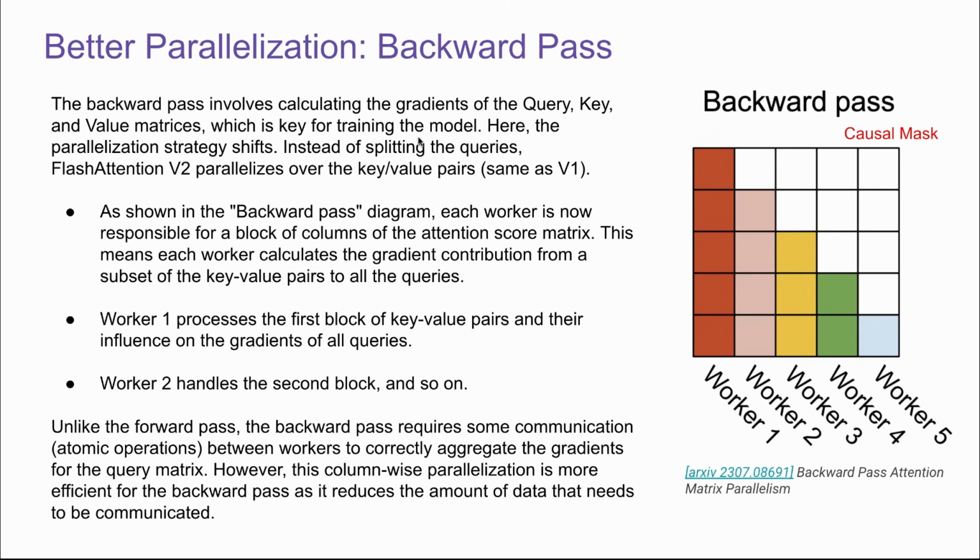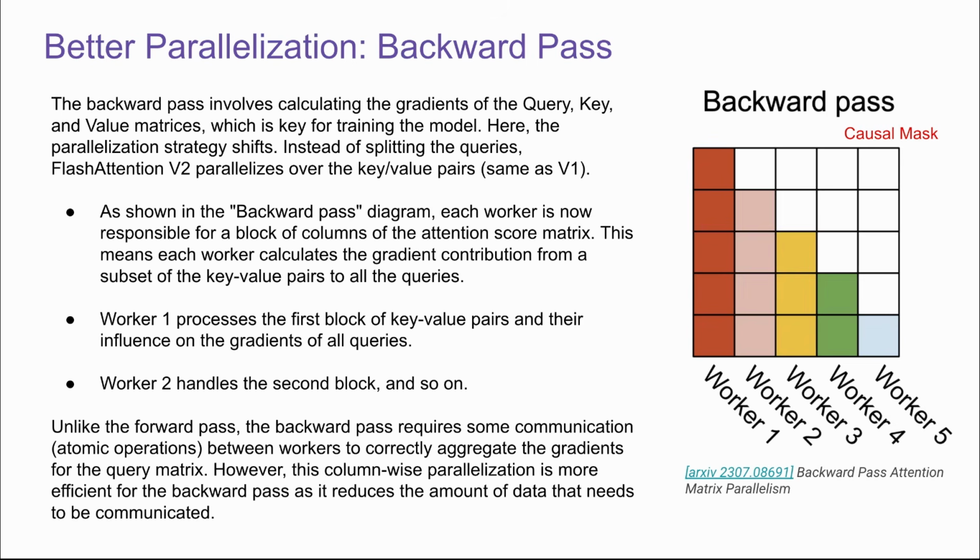Now the backward pass involves calculating the gradients of the query, key and value matrices, which is key for training the model. Here the parallelization strategy shifts. Instead of splitting the queries, FlashAttention V2 parallelizes over the key and value pairs. This is the same as V1. Each worker is now responsible for a block of columns of the attention score matrix. This means each worker calculates the gradient contribution from a subset of the key value pairs to all the queries. Worker 1 processes the first block of key value pairs and their influence on the gradients of all queries, and worker 2 handles the second block, and so on.